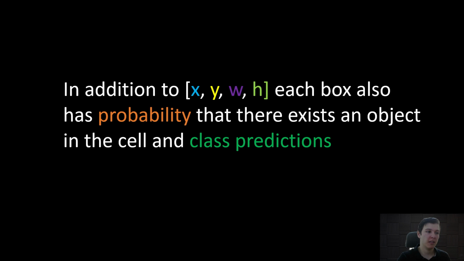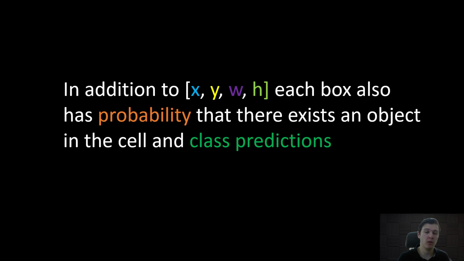As I mentioned, in addition to the x, y, width, and height, each box will also have a prediction, a probability rather, that there exists an object in the cell. If we didn't have that, then every single cell would output a bounding box and everything would look super messy. So we also have to train the network, for each cell, to say: here's an object, take my bounding box, or here's not an object, don't take this bounding box.